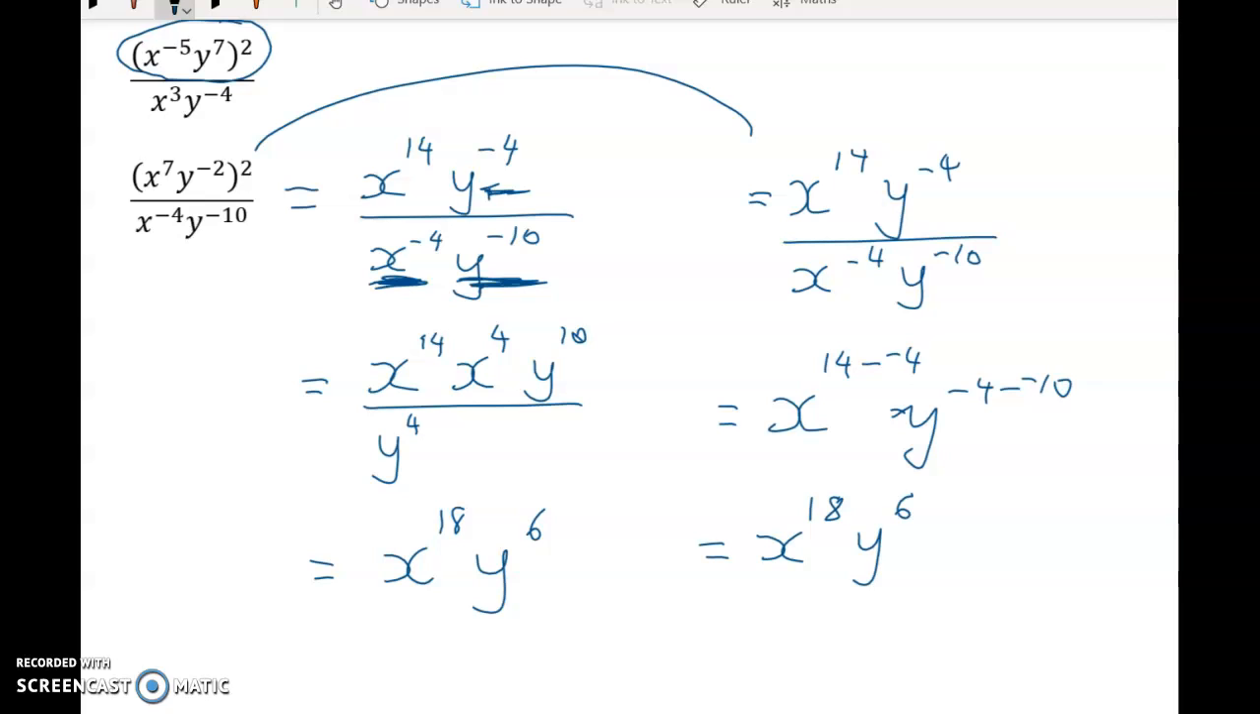There's not much difference in the methods, and I don't mind which one you do. You just need to be really careful if you're using this method that when you're subtracting your negatives, a minus and a negative will give you an addition.